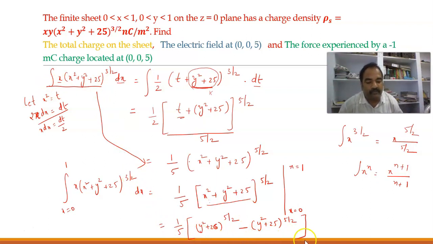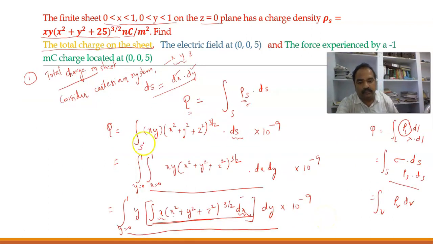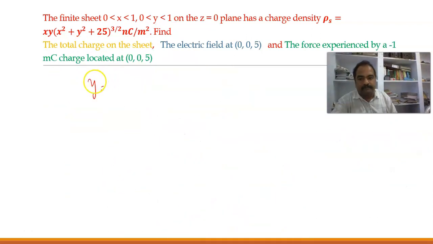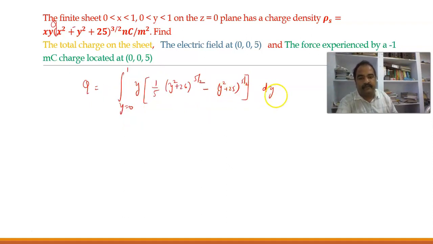Now if you carefully see the previous one, this entire expression from x is equal to 0 has now been simplified for you. Now I will employ this one. So what is q? If I consider this equation, q is equal to the integral from y is equal to 0 to 1 of y times what we have obtained in the previous slide. So this is the equation now.